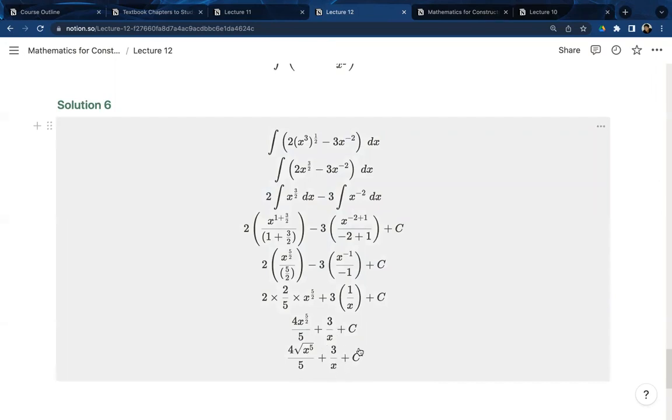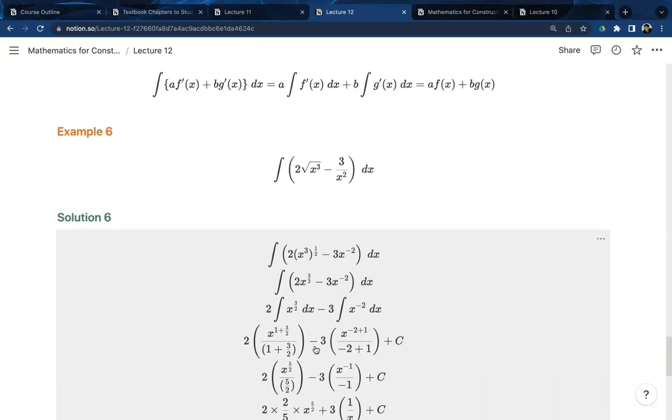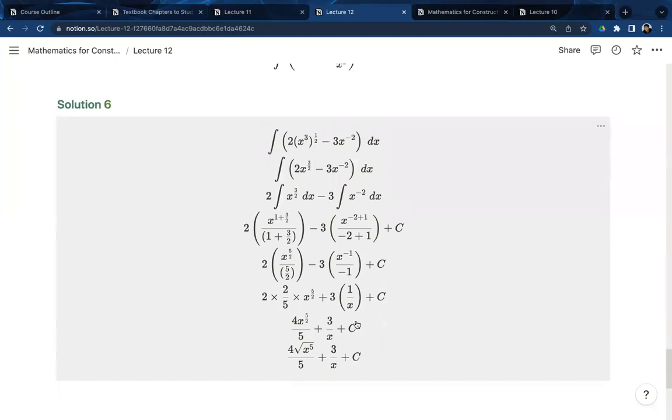Definitely this will be 3 over x squared. And this would be the 5 over 2. By this, the 5s will cancel, the 2 will cancel the 4 to give 2, and then it'll be 2 x to the 3 over 2. Yeah. So this is the correct answer here.